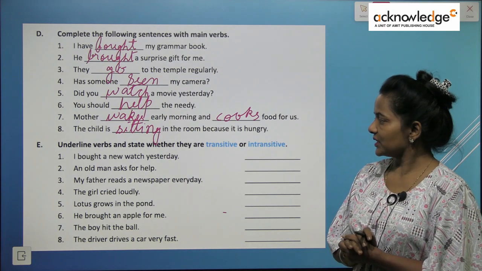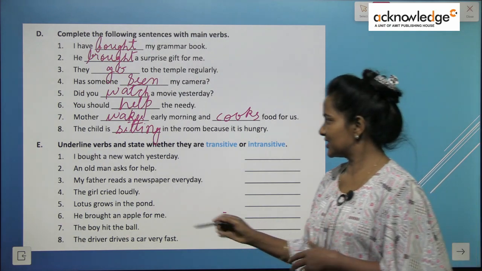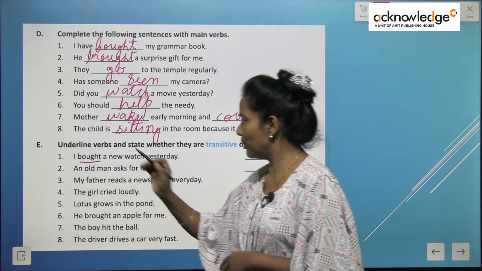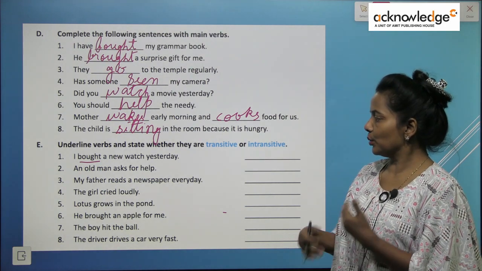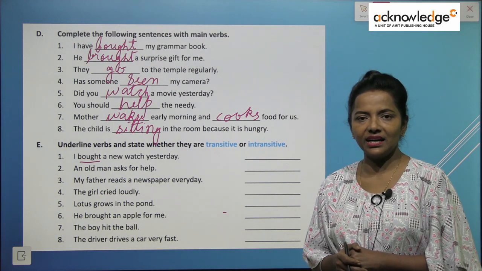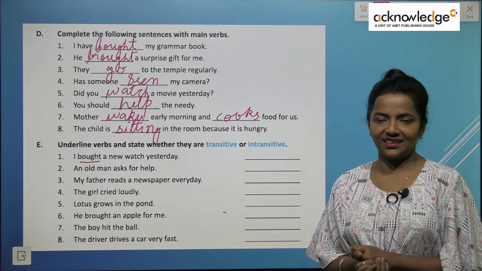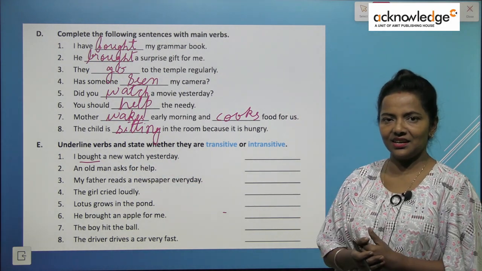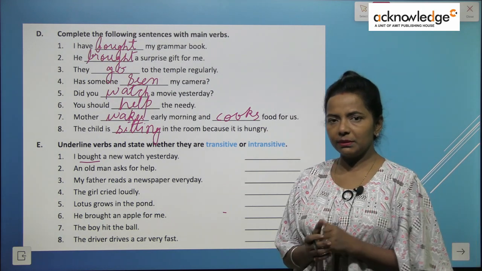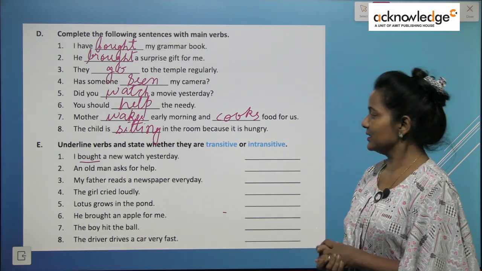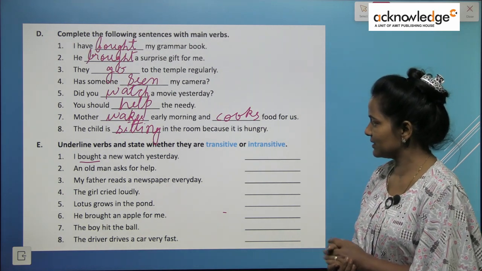I bought a new watch yesterday. Bought. Bought is the verb, main verb. क्या इसके साथ कोई ऑब्जेक्ट ऐड हुआ है? I bought a new watch yesterday. Children, do you remember transitive and intransitive? Yes, जिस verb के साथ कोई ऑब्जेक्ट ऐड हो जाता है उसे कहते हैं transitive verb.